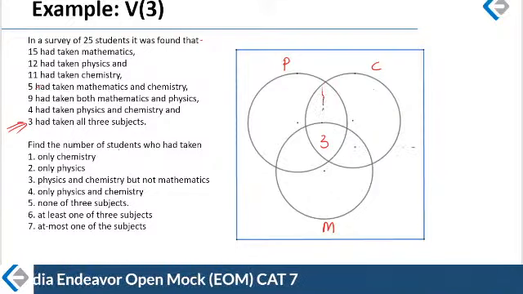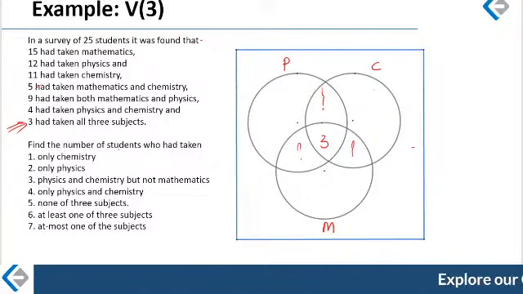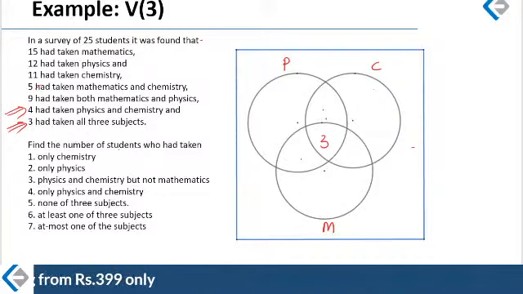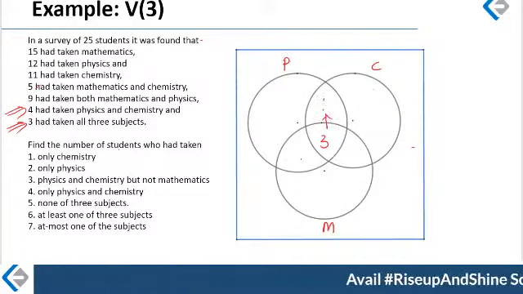Region of 2. Here I need to fill. Next is what? I need to come here. All right, that's a region. This is where I need to focus. Let me try and focus on those numbers. So what does it say? 4 had taken physics and chemistry. Physics and chemistry 4, which means 3 is already here. Therefore, how much should you write?